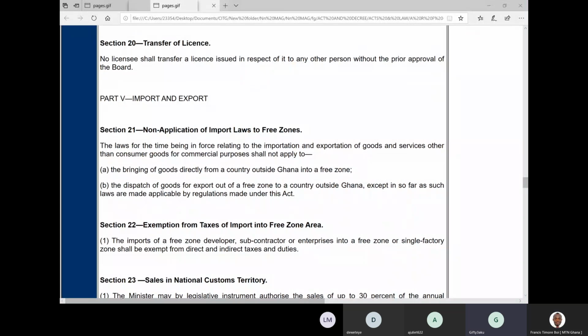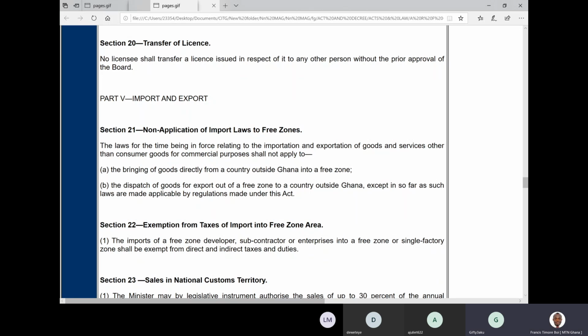Non-application of import laws to free zones. Except in so far as the laws are made applicable by the regulations, the laws in force relating to the importation and exportation of goods and services, other than consumer goods for commercial purposes, shall not apply to A, the bringing of goods directly from a country outside the Republic into a free zone.